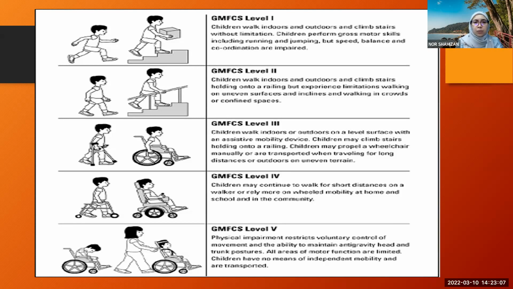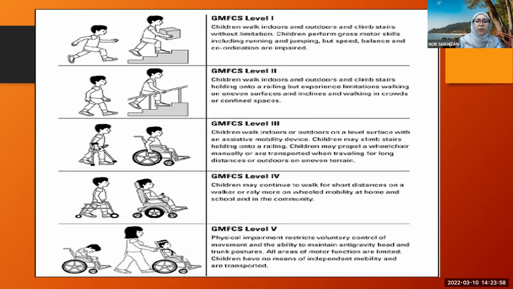Level 2 means the child walks indoors and outdoors but climbs stairs holding onto the rail, and also experiences limitation walking on uneven surfaces and inclines, as well as walking in crowds or confined spaces. In level 3, the children can walk indoors and outdoors on level surfaces with assistive mobility devices. They may be able to climb stairs holding on to a railing, but they also use a wheelchair manually or are transported when traveling long distances outdoors or on uneven terrain. Meaning they use walking aids for short distances, and for long distances they need a wheelchair.